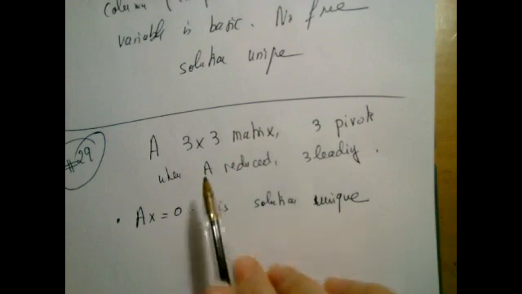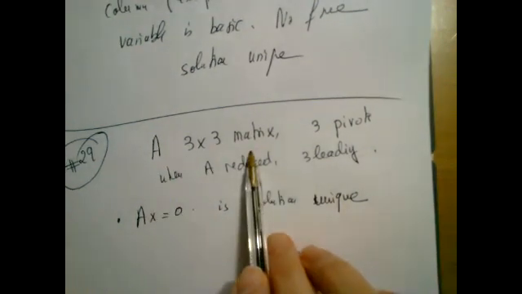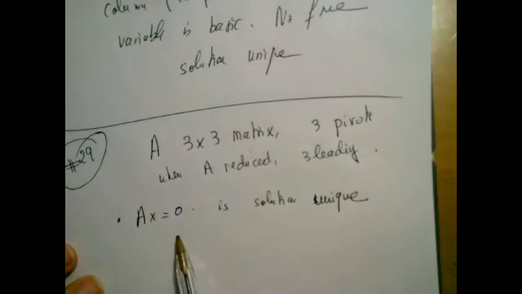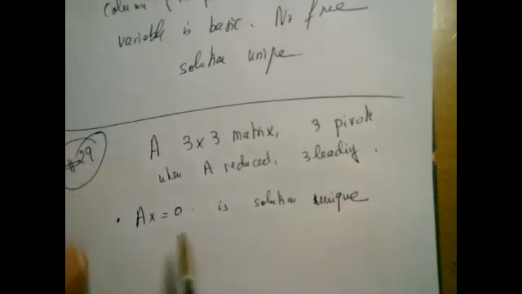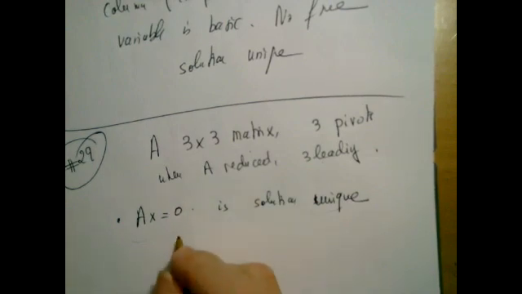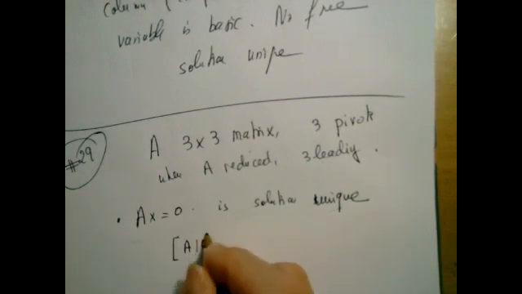What can you say? So A is 3 by 3. I try to solve the system AX equal to 0. So my coefficient matrix has 3 leading ones, reduced. Does AX equal to 0 have a unique solution? Yes, no, why? Yes, because again, you think about it. This is A, this is 0.